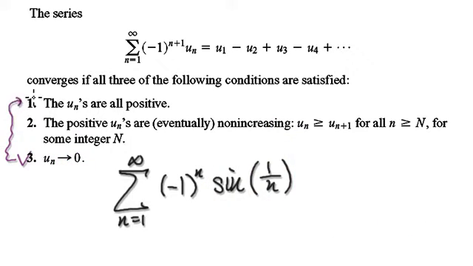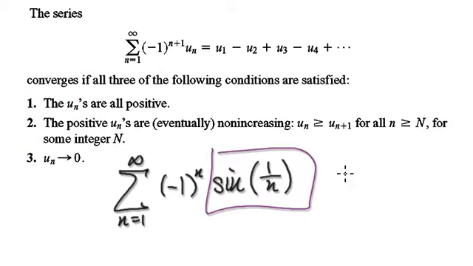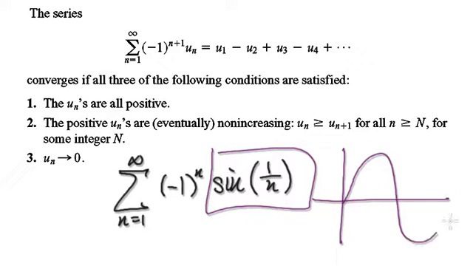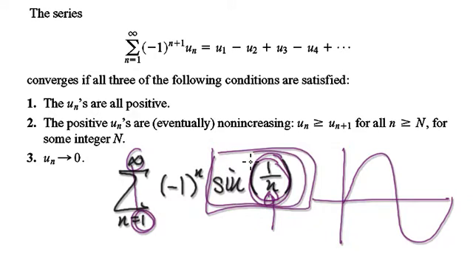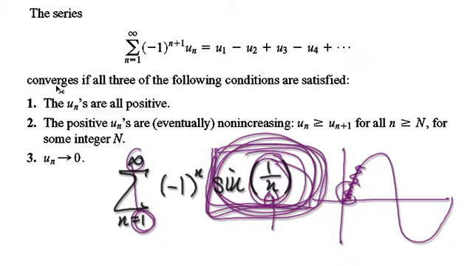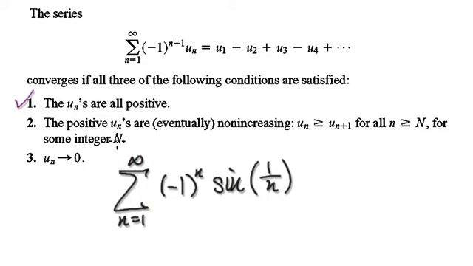Now we need to check number 1. Make sure all the u_n are positive. Sine looks like this, and in the realm from 1 to infinity, this is going to be positive. It's heading towards 0, so the whole thing is going to hover around here. It's going to be positive. This whole thing will always be positive. So that's done.